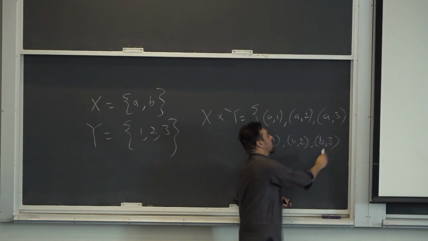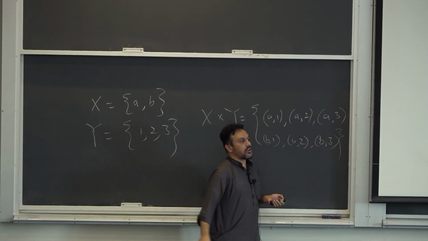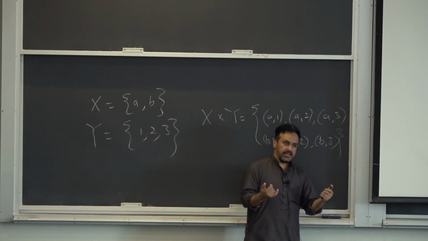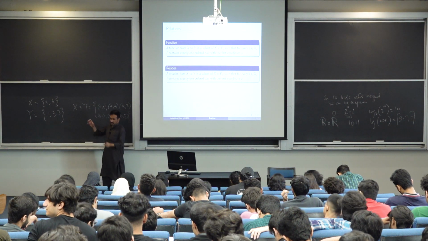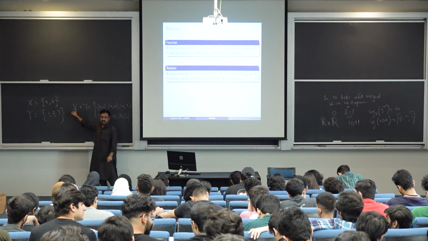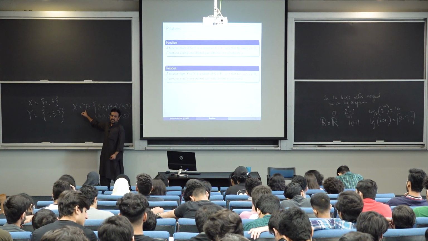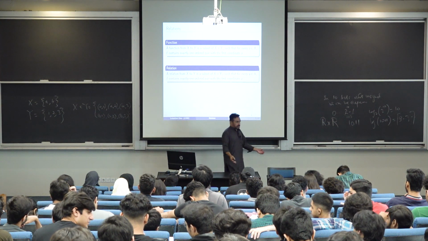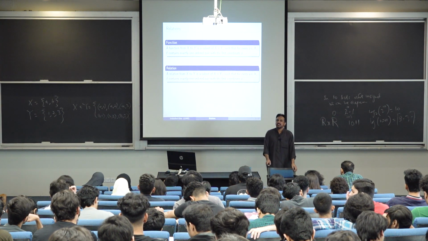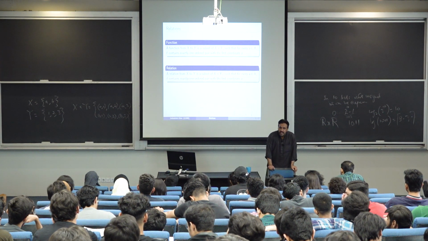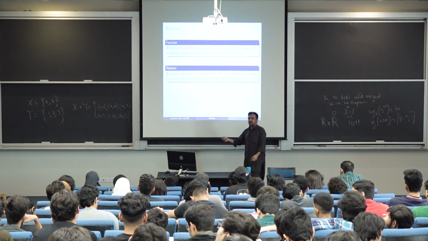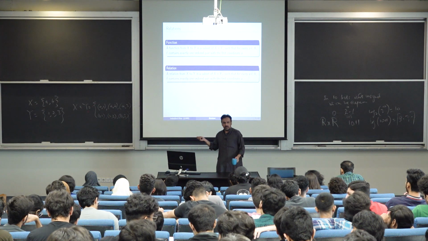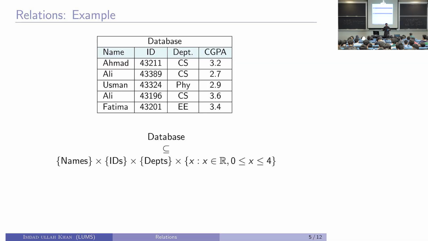Is it clear to you too? Okay, this is the cross product of X cross Y, the Cartesian product, right? You take all possible ordered pairs where the first element comes from this set and the second element comes from this set. Now, it's a set, so I can take its subset. Any subset of it is called a relation. How many different relations are possible from this X to this Y?